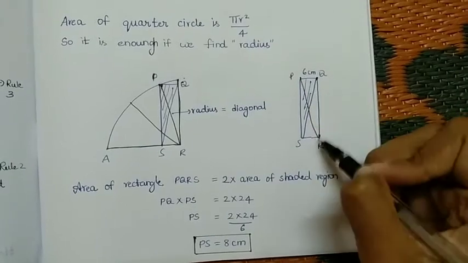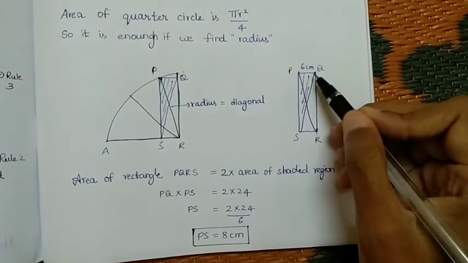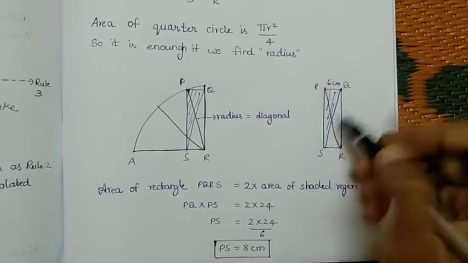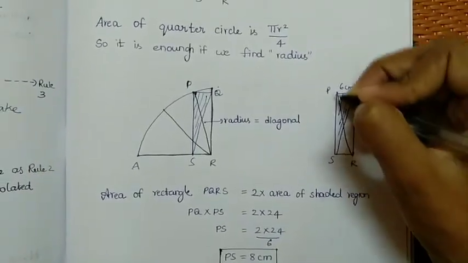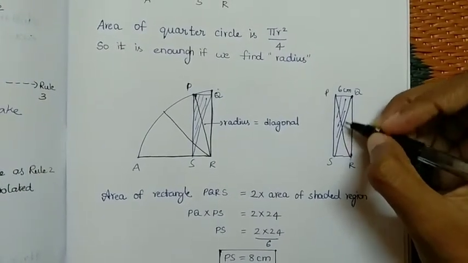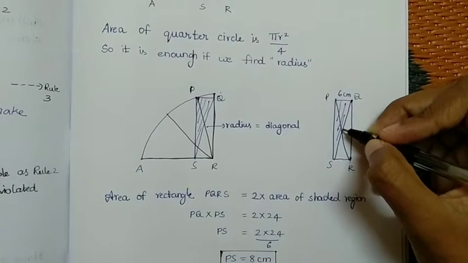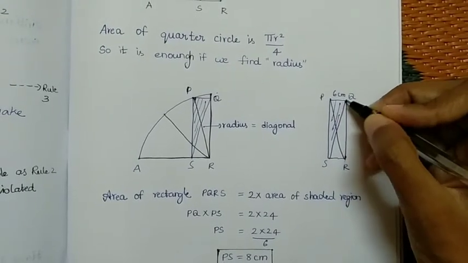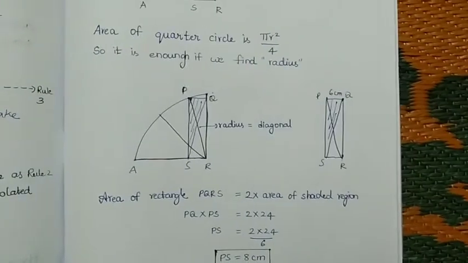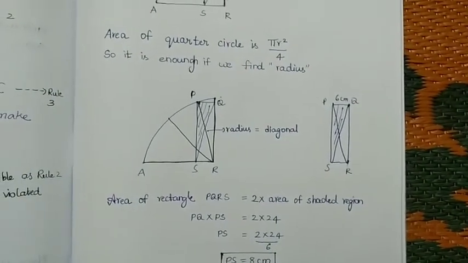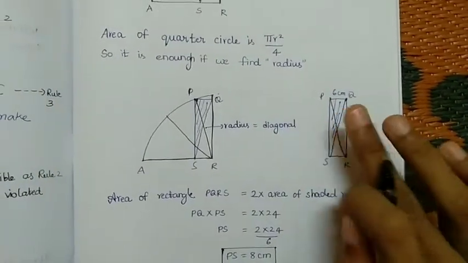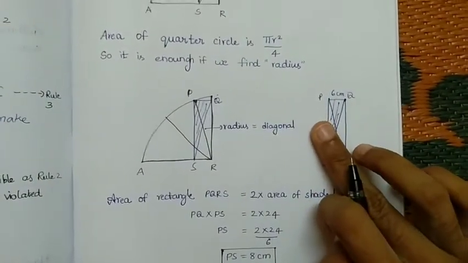This radius is nothing but the diagonal. So what we needed to find out is the length of this diagonal. How can we find it? Because in a rectangle both the diagonals are equal, or else you can say opposite sides are equal in a rectangle.